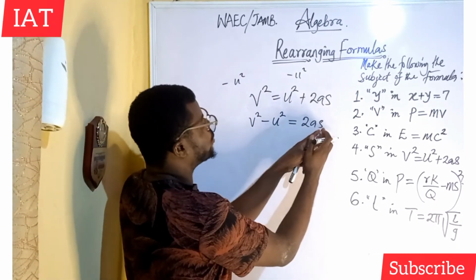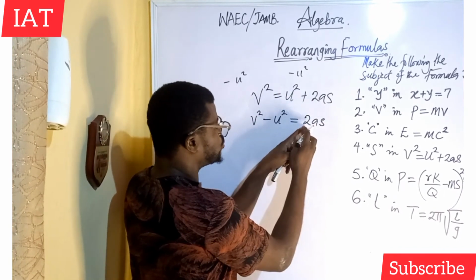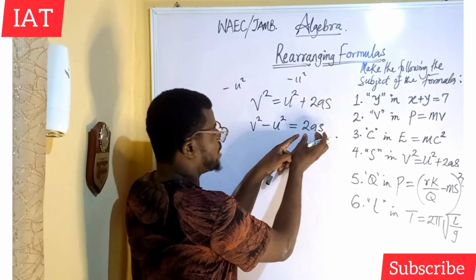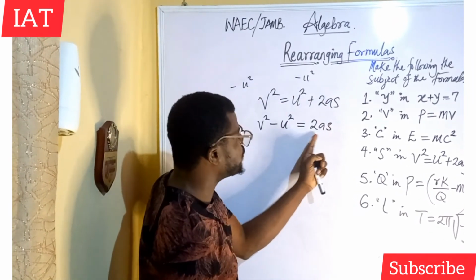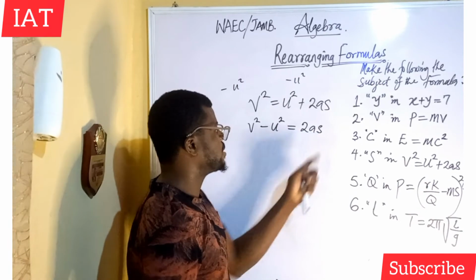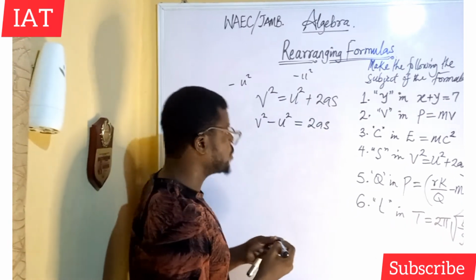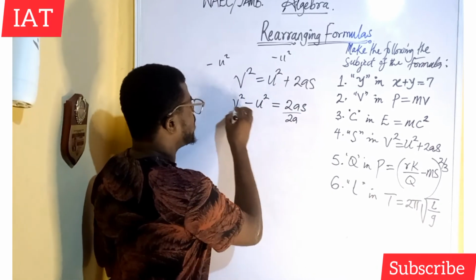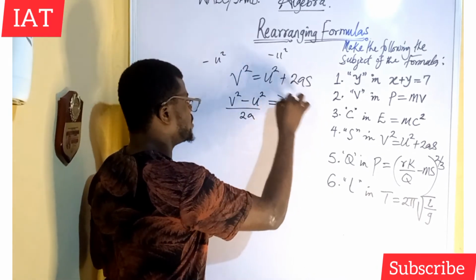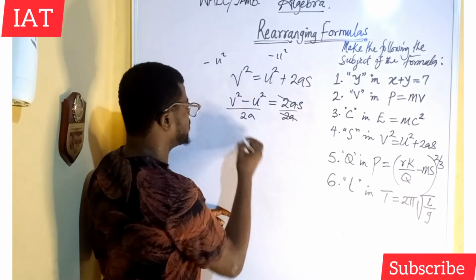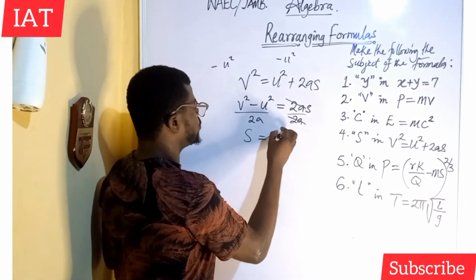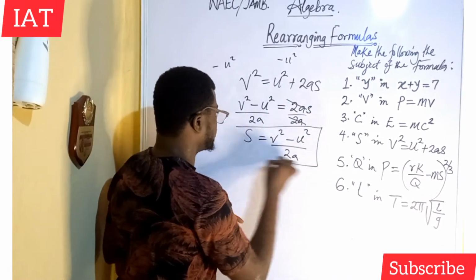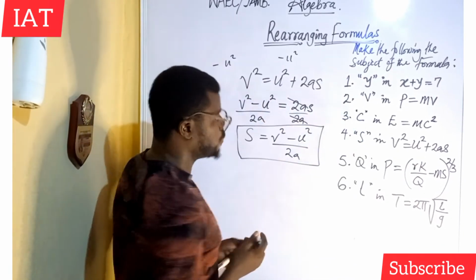So now we are looking for this s, and this 2 is multiplied by a and is multiplied by s. So I want to remove this 2a so that we can get our s. How do I remove this 2a? Remember, they are all multiplication, and the inverse of multiplication is division. So I'll divide both sides by 2a. If I divide both sides by 2a, this will cancel. So what is left is s. So the s now will be equal to v squared minus u squared all over 2a. And this is the answer to this question 4.